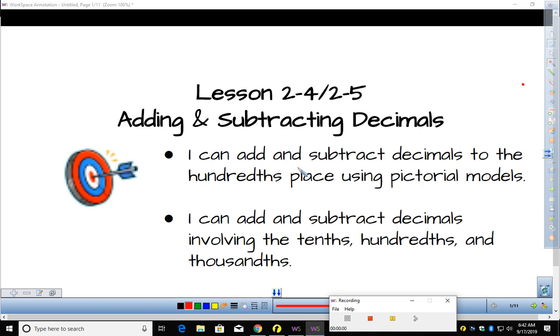Today in topic 2, we're going to be adding and subtracting decimals. Also in topic 2, we learned about some mental math strategies, estimating, and using models, and all of those things are fantastic for truly understanding what you're doing when you add and subtract decimals, and they're also helpful for making sure that your answer is reasonable. But today we're going to focus on using the algorithm to add and subtract decimals involving tenths, hundredths, thousandths.